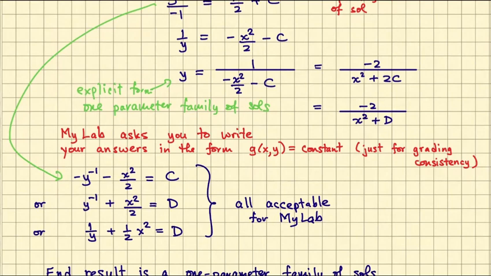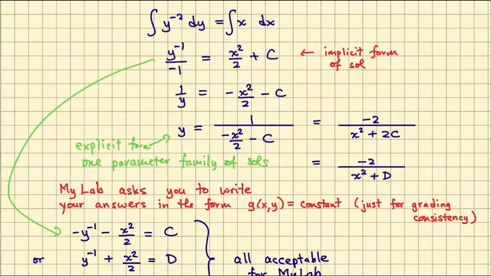Just to give you a little heads up, MyLab will ask you to write your answers in implicit form for these problems. And I think that's just to make it easier for the computer to grade. But what you would want to do here is they'll give you instructions that say, write your answer in the form g of x, y equals a constant.